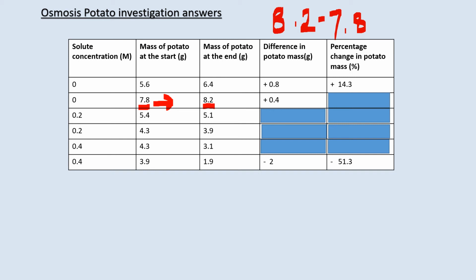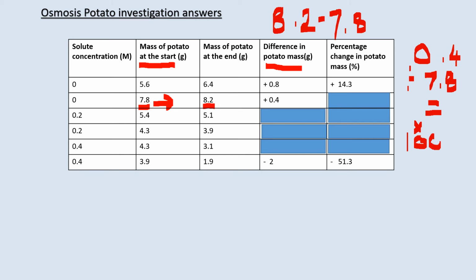And then we want to work out our percentage change in our potato mass. Again, we take our difference, 0.4, and we always put it over our mass at the start. So that's going to be divided by 7.8. We need to remember to click the equals button in our calculator at this point, and then we need to times it by 100 to make it into a percentage. Remember that it's a plus, so it's going to be plus 5.1%.